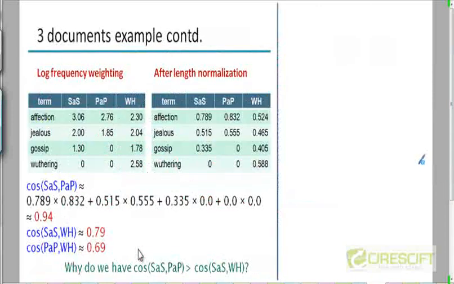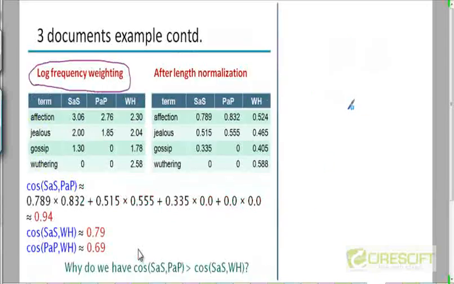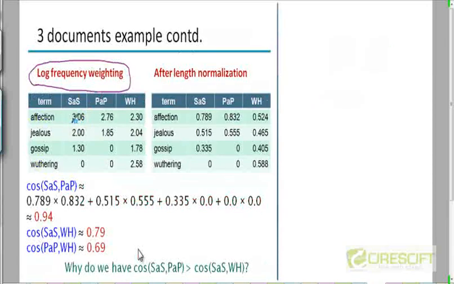Let's work with log frequency weighting now for the TF score. What would be the log frequency weight of this particular term? 1 plus log of 115. Log of 115 to the base 10 is slightly more than 2, and so the TF score for this particular term is going to be slightly more than 3. This is the value.